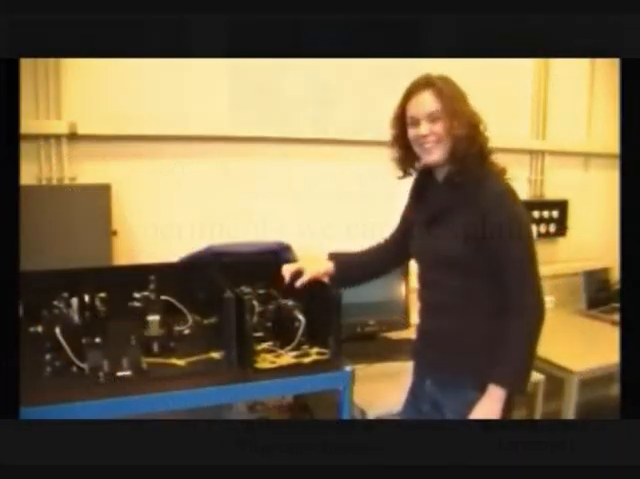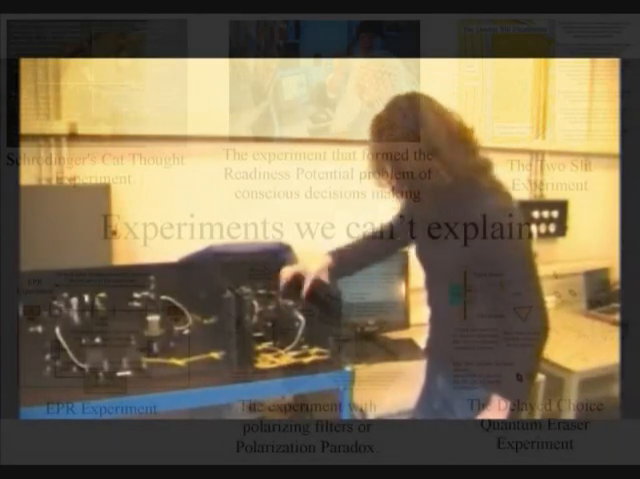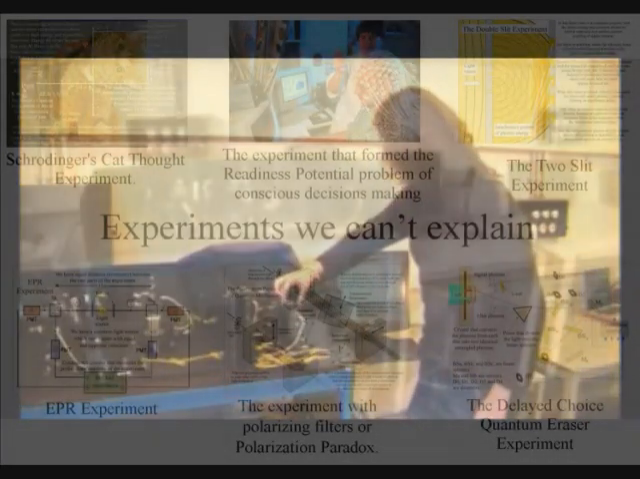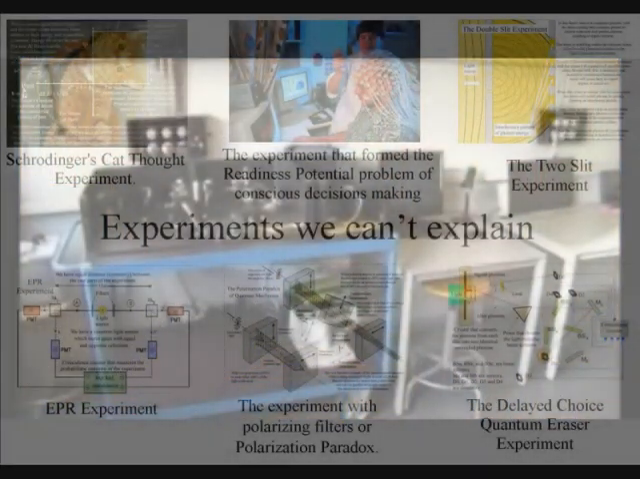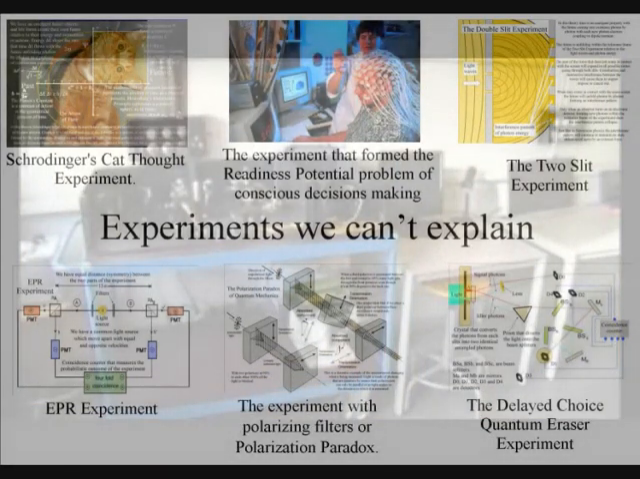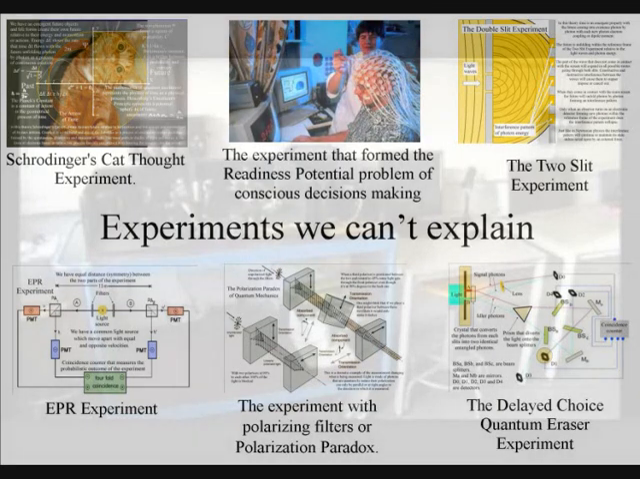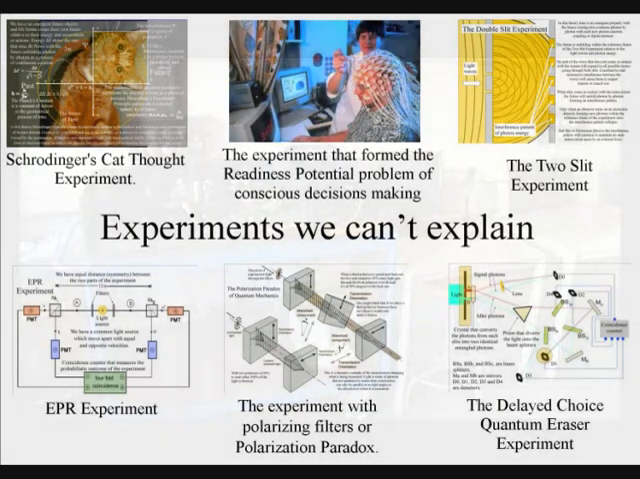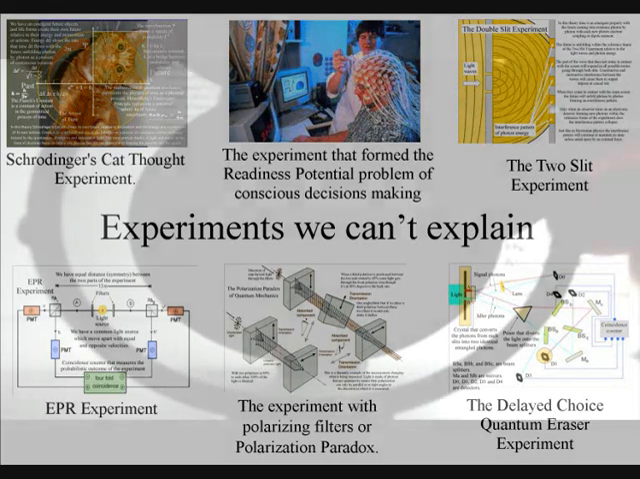I will place links below that explain how this emergent process can give us a logical understanding of the two-slit experiment, the delayed choice quantum eraser experiment, the EPR experiment, and the polarization paradox with visible light and microwaves.